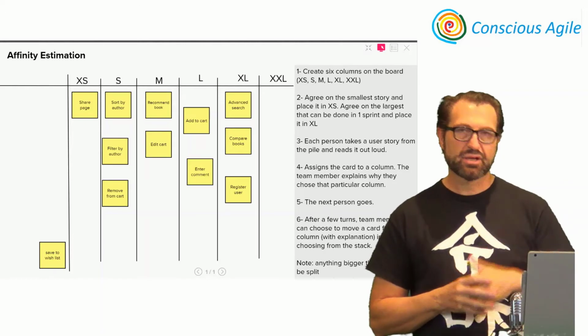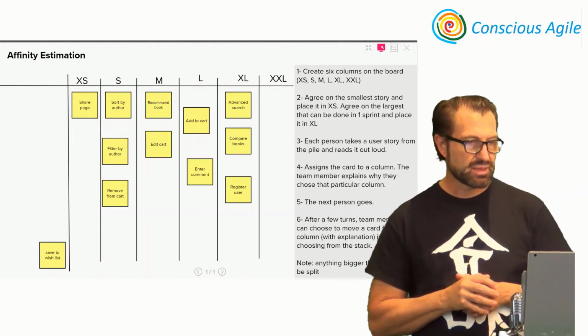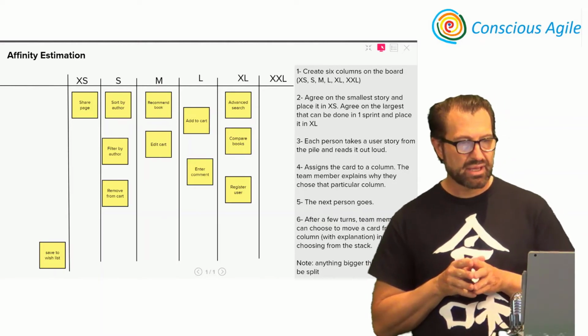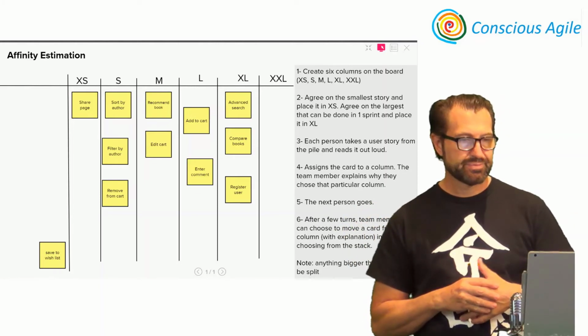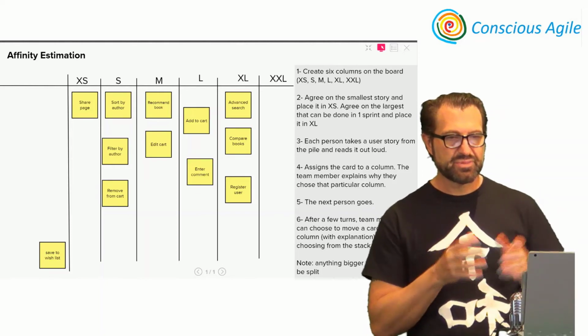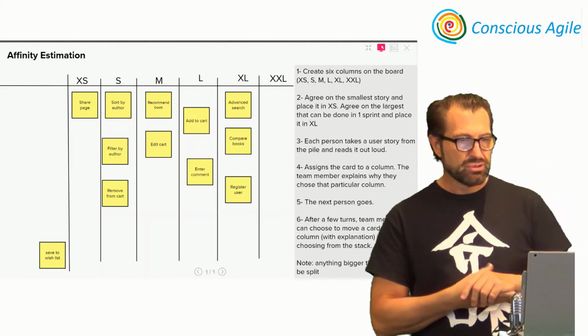And then the Scrum Master can translate those t-shirt sizes into Fibonacci numbers. Again, anything that is larger than an XL, like XXL, or even bigger than that, should be split. And that's probably another video. So again, this is called affinity estimation. You can do it on a whiteboard if you're co-located. You can use a tool.